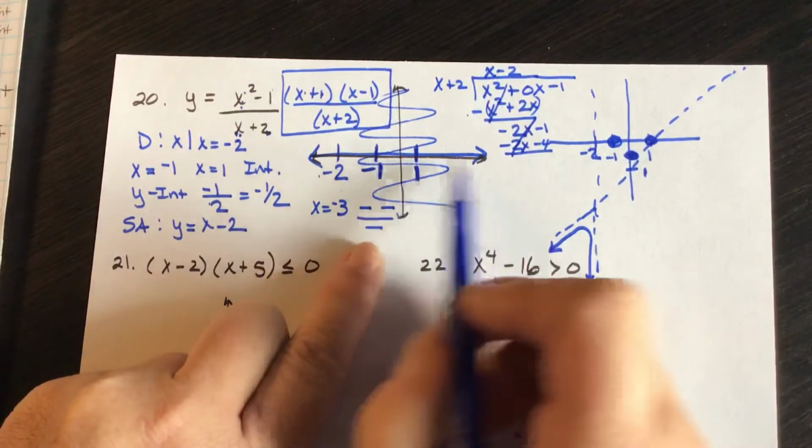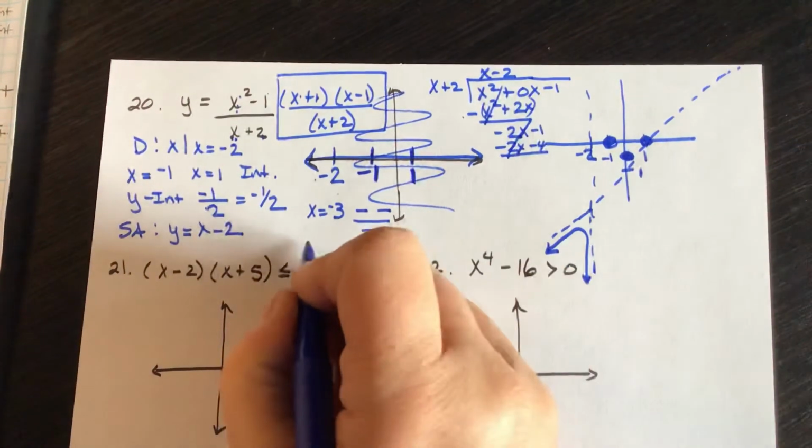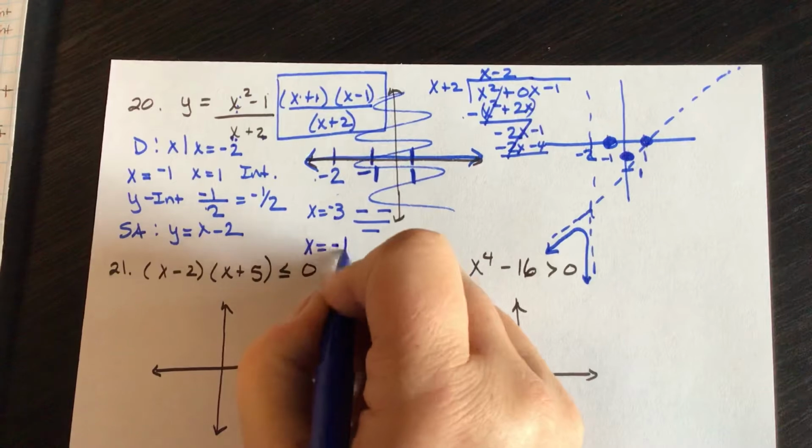Okay, so then I have between -2 and 1. So let's do -1.5.